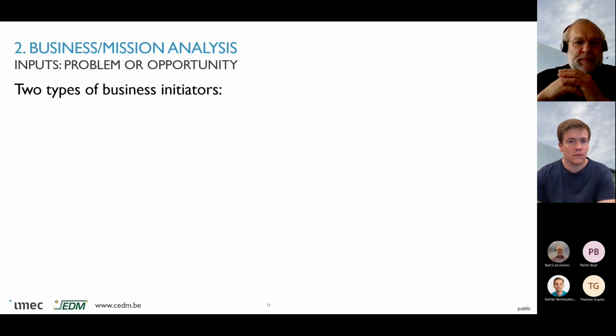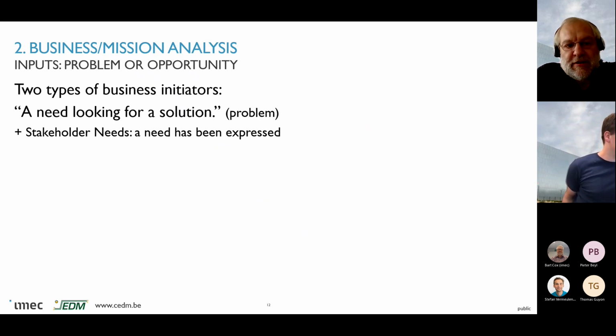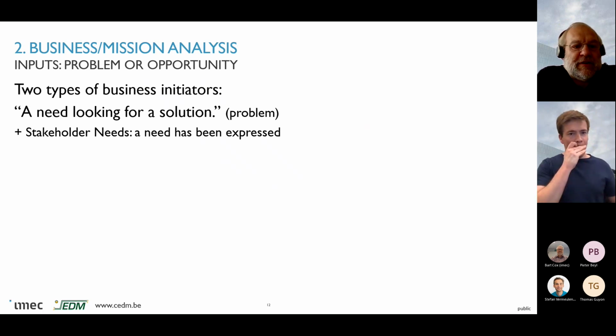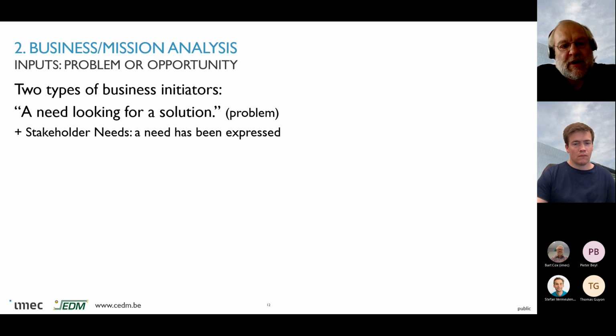Another aspect of input is that we can distinguish between two types of, let's say, business initiators. One type is, I would call it, a need looking for a solution. So there is a request, a stakeholder need that has come up and has been identified. And the plus here is that we have a bit of a head start on the stakeholder needs assessment, since it's clear that there is some need that has already been expressed.